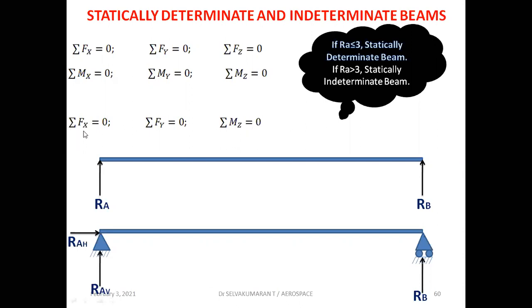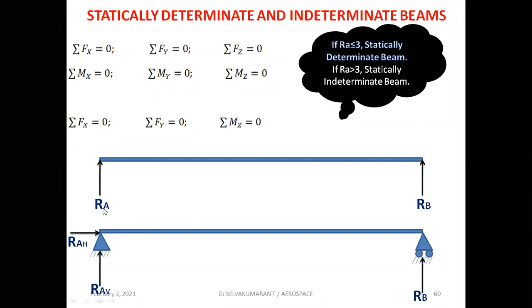So sigma Fx is equal to 0. Right side force is positive, left hand side force is negative. Sigma Fy is equal to 0. Upside force is positive, downside force is negative. Sigma Mz is equal to 0 or sigma M is equal to 0. Sometimes it would be written as sigma MA is equal to 0. Clockwise moment is positive, anti-clockwise moment is negative. Now here in the figure, this beam we can call a simply supported beam or freely supported beam.